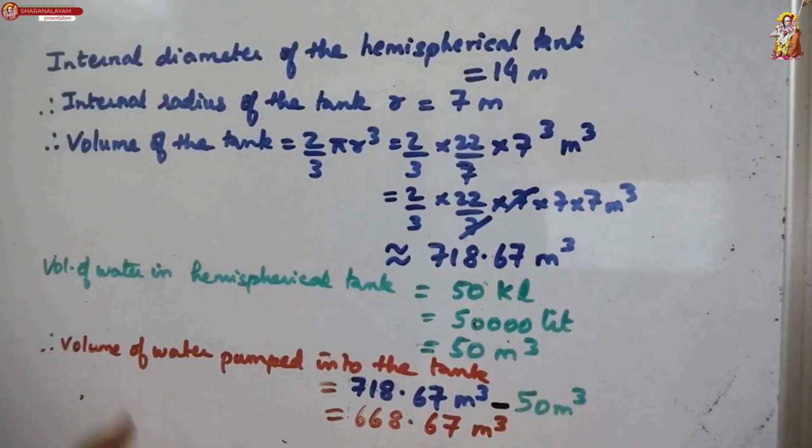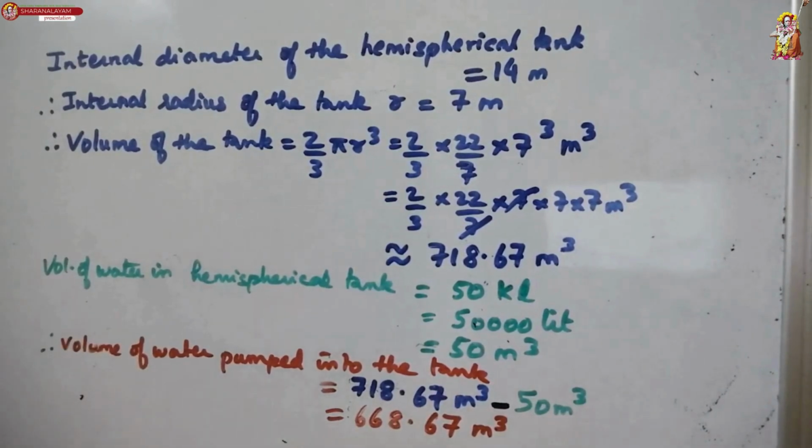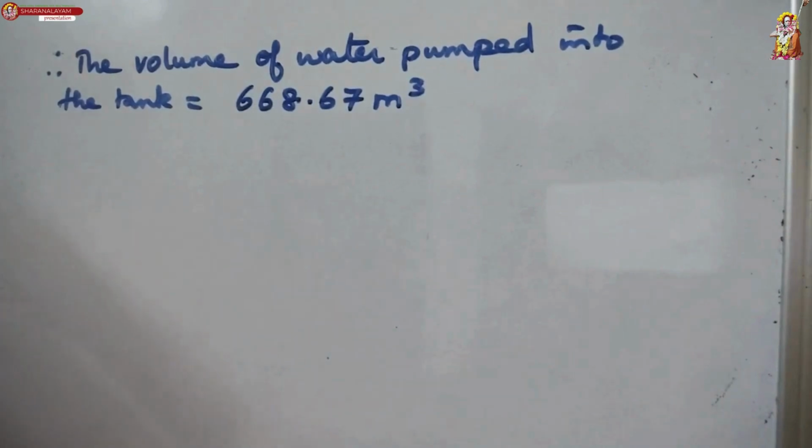Therefore, the volume of water pumped into the tank will be the total volume of the tank minus the volume of water already in the tank. So that is 718.67 meter cube minus 50 meter cube. That gives us 668.67 meter cube. Okay. So the answer is the volume of water pumped into the tank equals 668.67 meter cube. Next question.